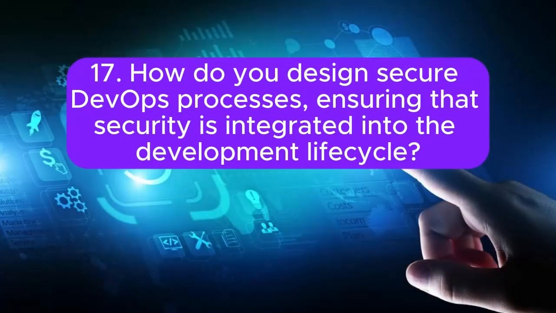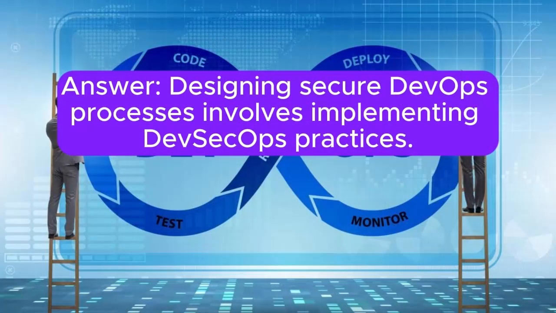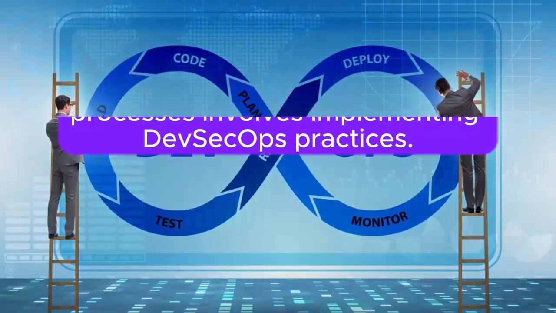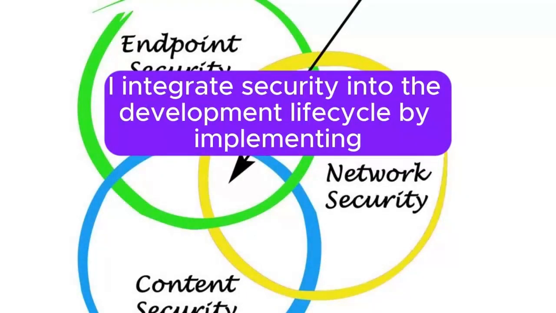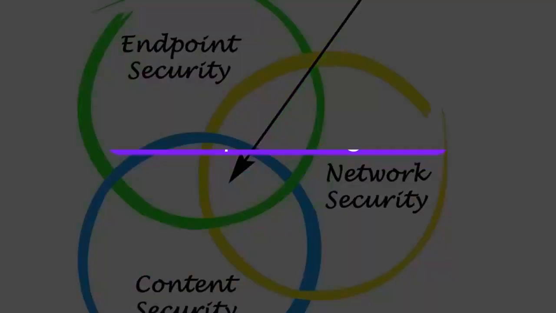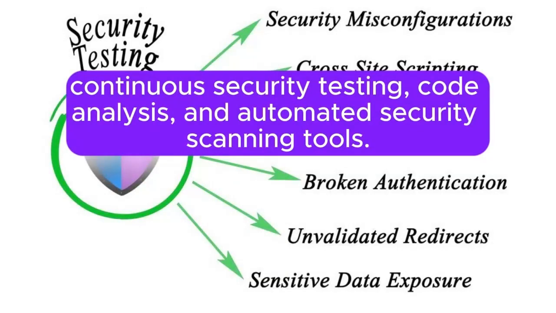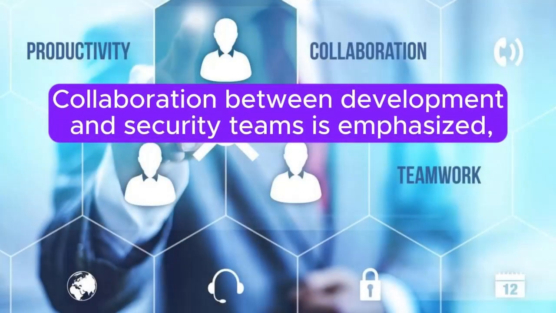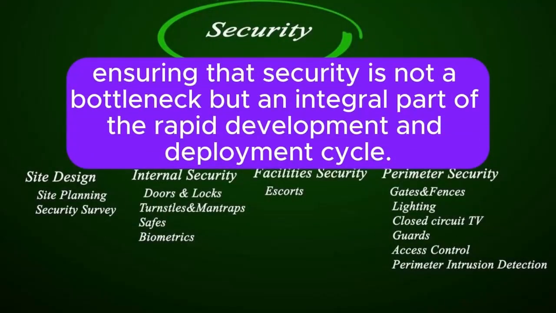17. How do you design secure DevOps processes, ensuring that security is integrated into the development lifecycle? Answer: Designing secure DevOps processes involves implementing DevSecOps practices. I integrate security into the development lifecycle by implementing continuous security testing, code analysis, and automated security scanning tools. Collaboration between development and security teams is emphasized, ensuring that security is not a bottleneck but an integral part of the rapid development and deployment cycle.